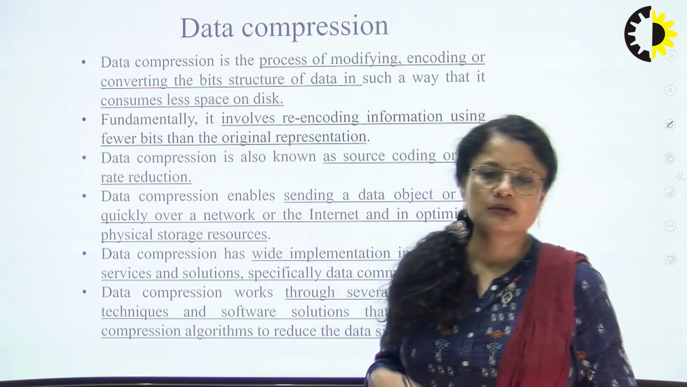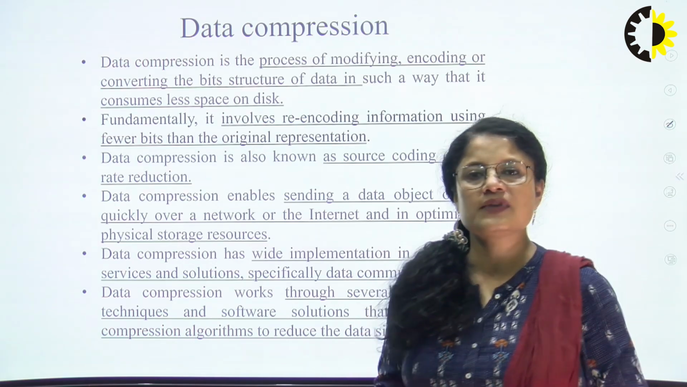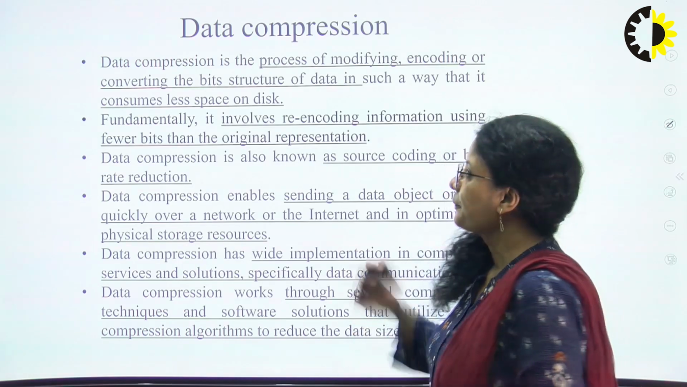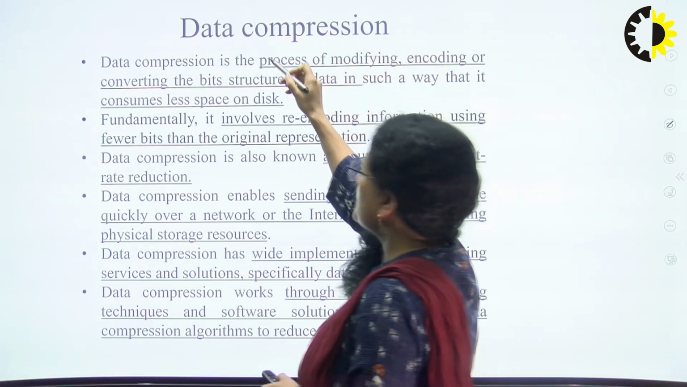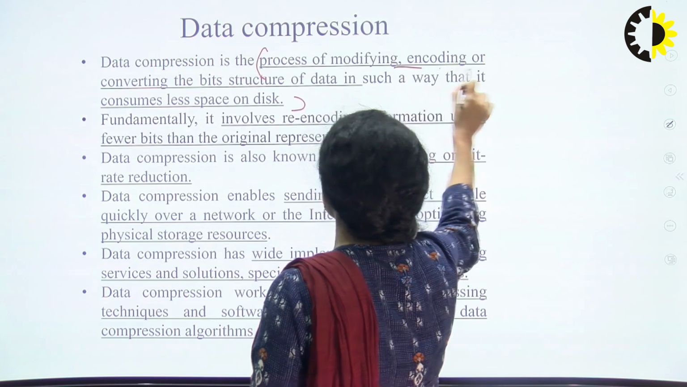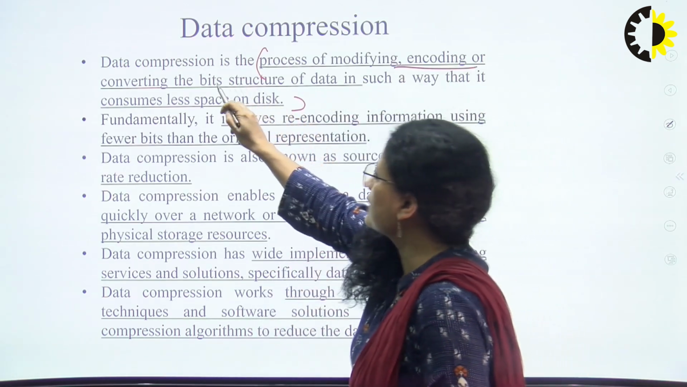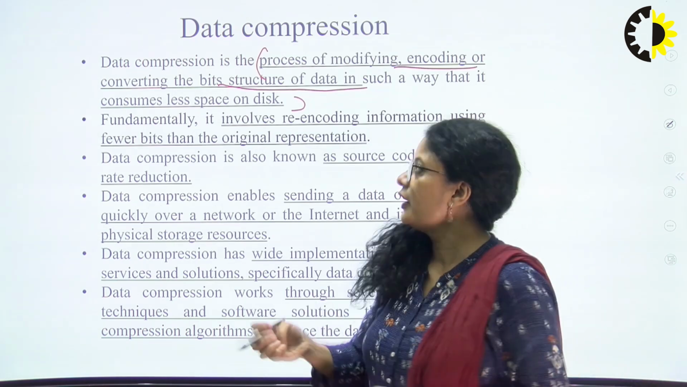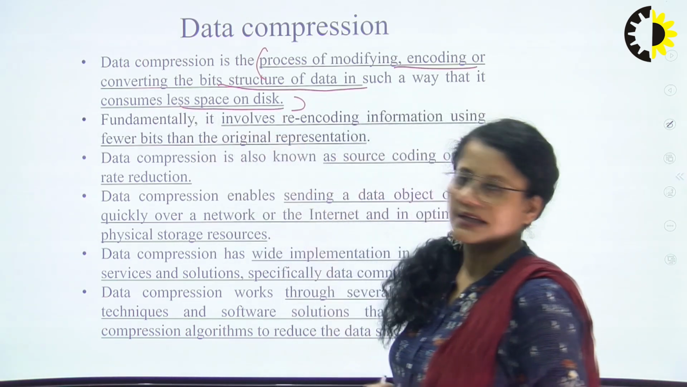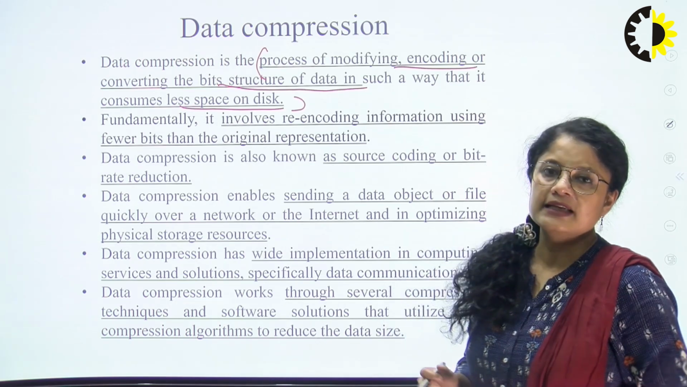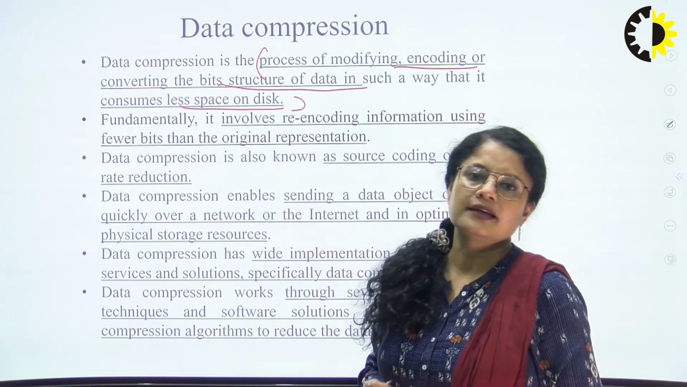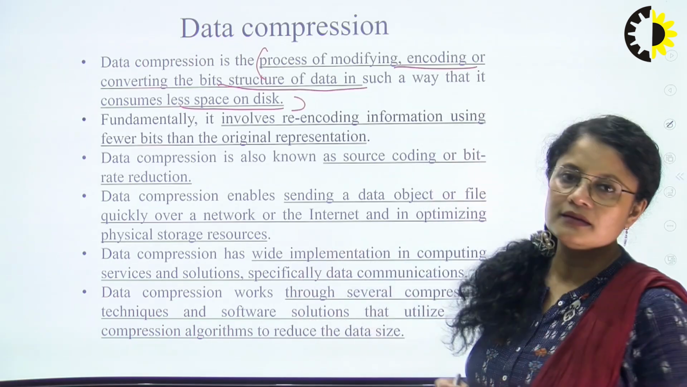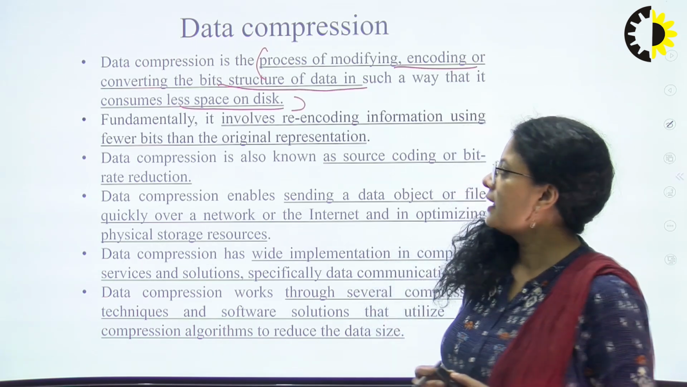Before we start with the types and the encoding techniques, we'll first talk about the definition of data compression. What exactly is data compression? The technical definition is that it is the process of modifying, encoding or converting the bits structure of data in such a way that the ultimate goal of reducing the space requirement is achieved. So through data compression, we compress the data with the goal of reducing the space requirement, and this helps in reducing the communication overheads.